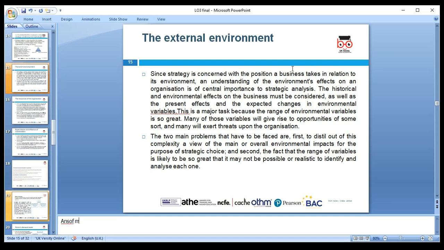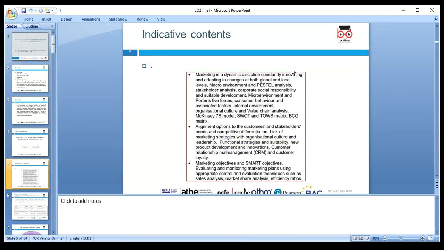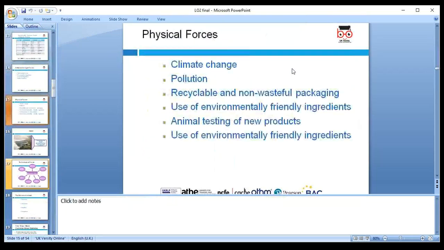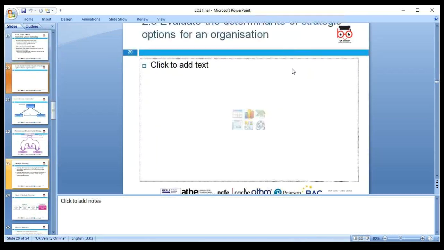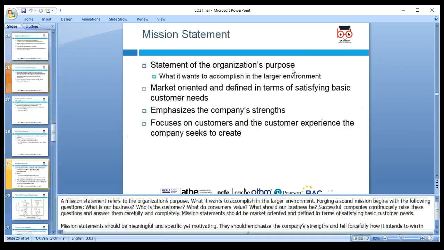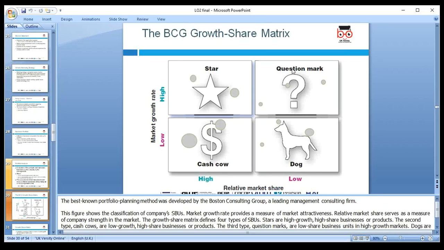So differentiation according to Ansoff. So the Ansoff matrix. Okay, I can show you the Ansoff matrix. The Ansoff matrix, the TOWS matrix, and these are being given here, which we learn in other units as well. Okay, just one second. Portfolio.